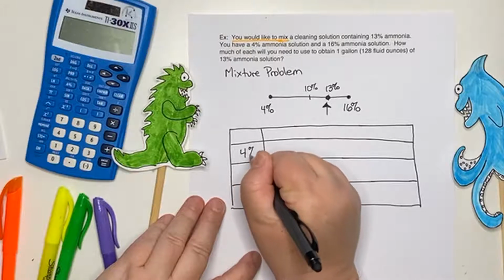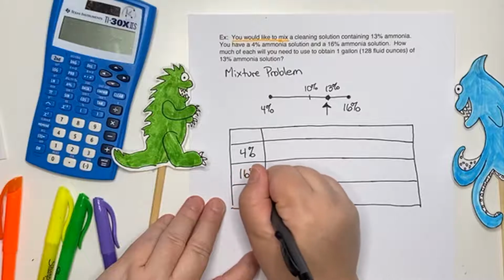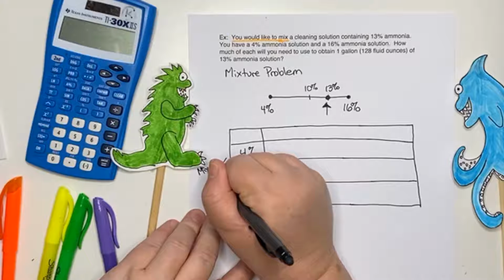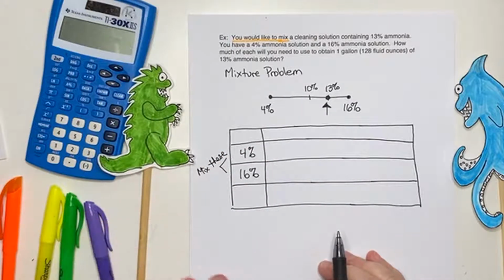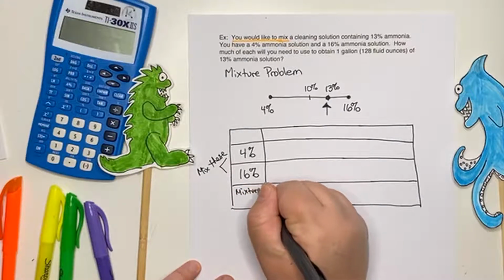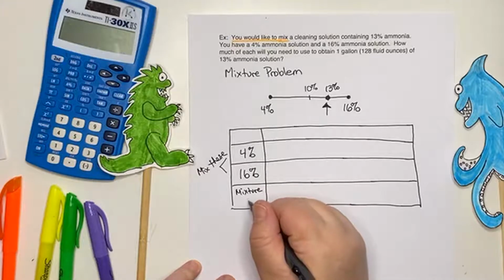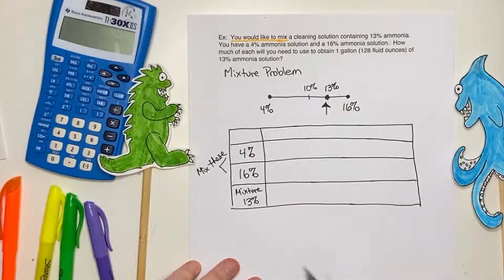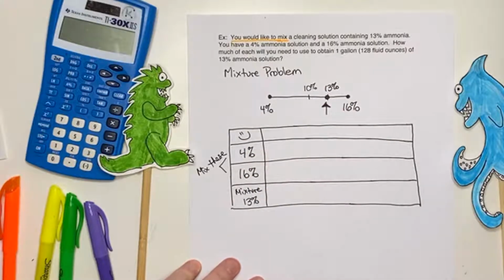I'm just going to write 4% because that's the first one I see. And then there's a 16%. These are the two that we're going to mix. We're going to mix those. And then down here, I write mixture, or some people like to write blend, whatever you like. This is going to be the 13%. Now, I hear you already asking, what goes there? Well, smiley face, because of course, word problems.